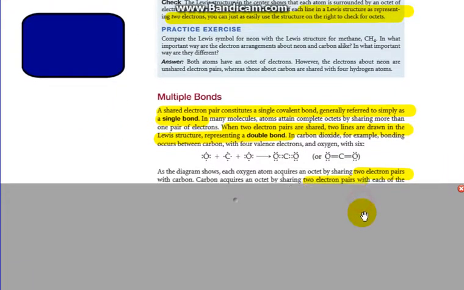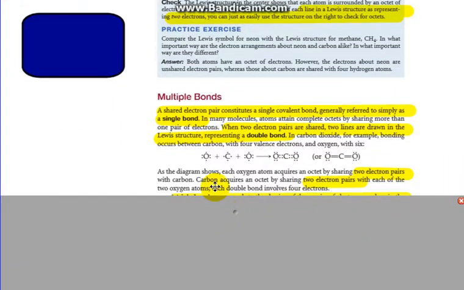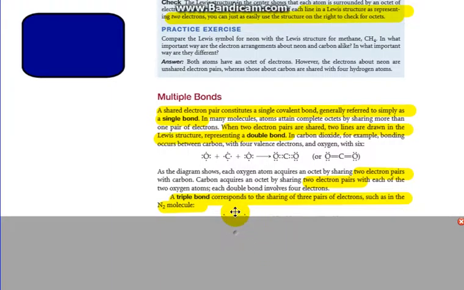Every atom has an octet of electrons. As the diagram shows, each oxygen atom acquires an octet by sharing 2 electron pairs with carbon. Carbon acquires an octet by sharing 2 electron pairs with each of the 2 oxygen atoms. Each double bond involves 4 electrons. Okay, we could have triple bonds too.